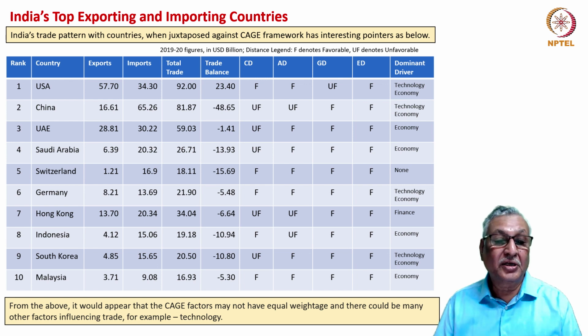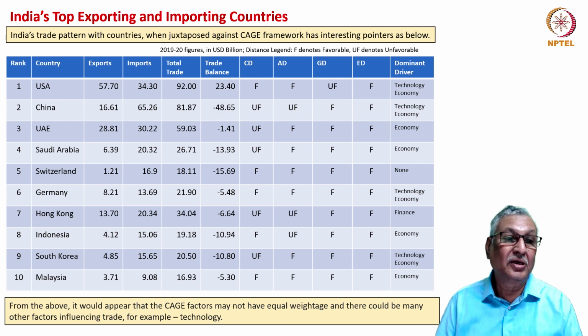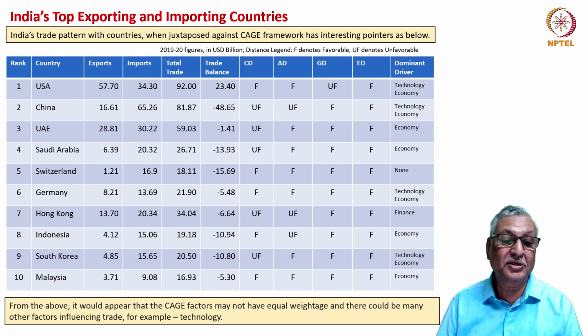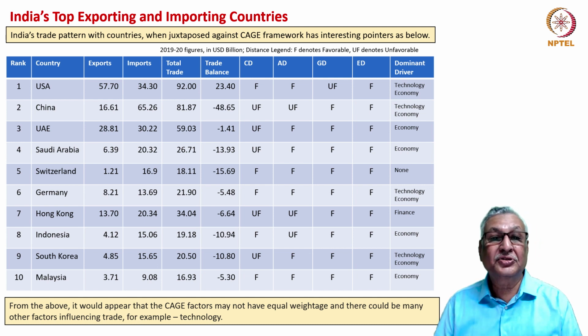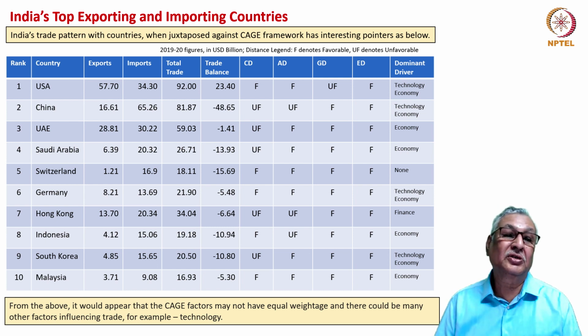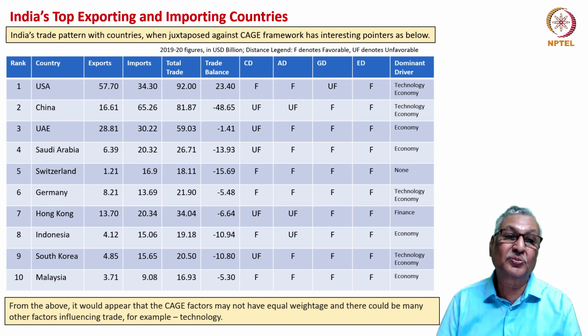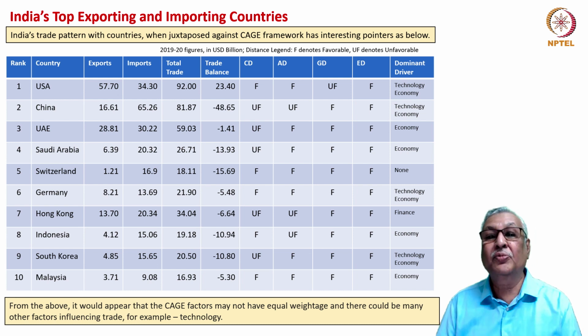In terms of imports, again, we import a lot from China, followed closely by USA, Hong Kong, Germany, Switzerland, and other developed countries such as South Korea. So the trade balance between India and USA is 23.4 in favor of India, whereas the trade balance in respect of China is adverse, with 48.65 as the adverse trade balance. So it is important for us to look at how these distances are working out in respect of each of these export countries and importing countries.